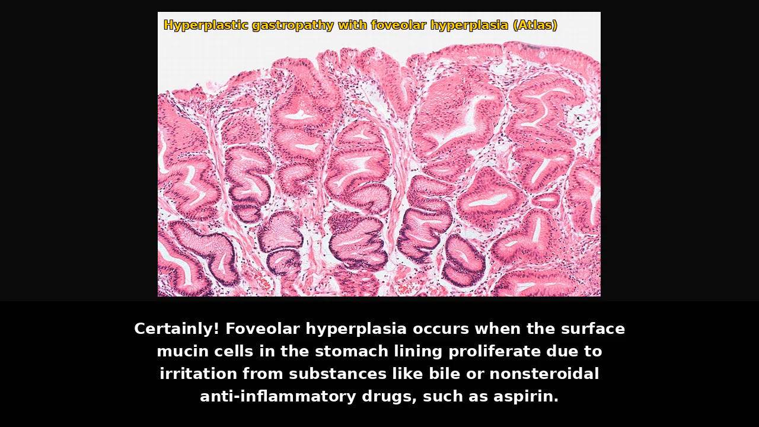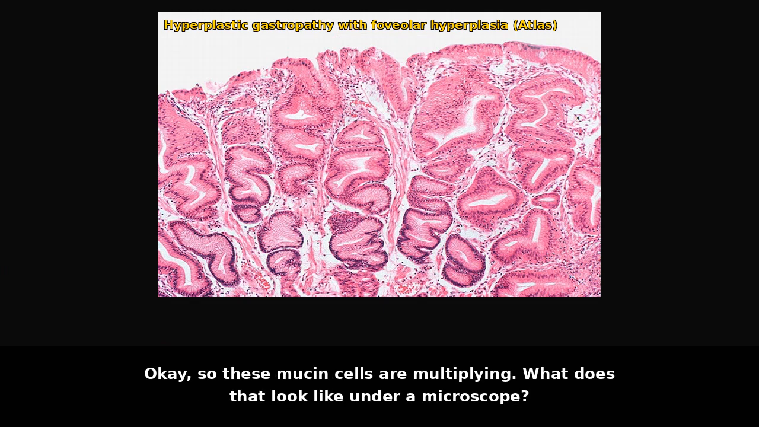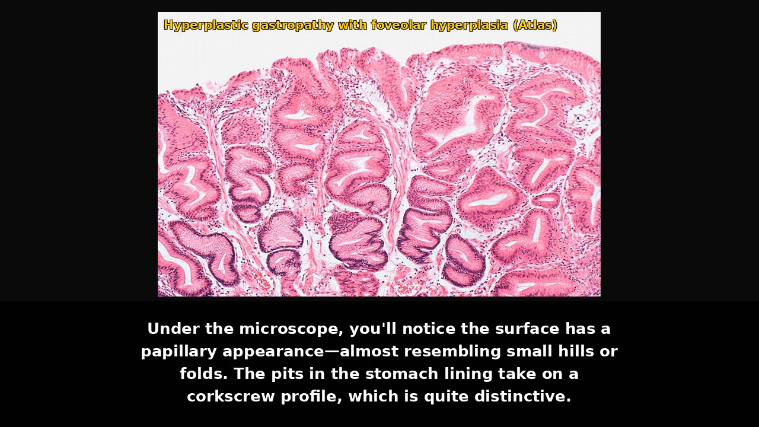Certainly. Foveolar hyperplasia occurs when the surface mucin cells in the stomach lining proliferate due to irritation from substances like bile or non-steroidal anti-inflammatory drugs such as aspirin. Okay, so these mucin cells are multiplying. What does that look like under a microscope? Under the microscope, you'll notice that the surface has a papillary appearance, almost resembling small hills or folds. And the pits in the stomach lining take on a corkscrew profile, which is quite distinctive.